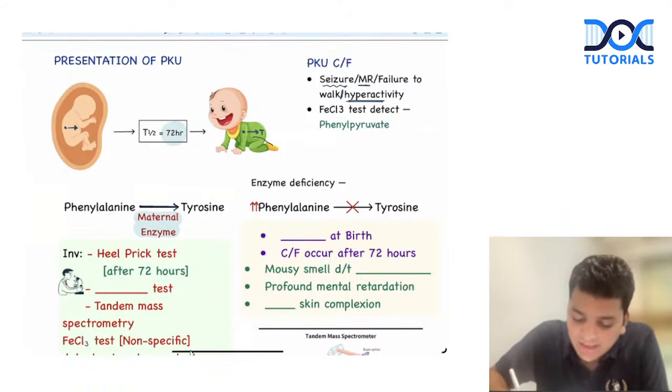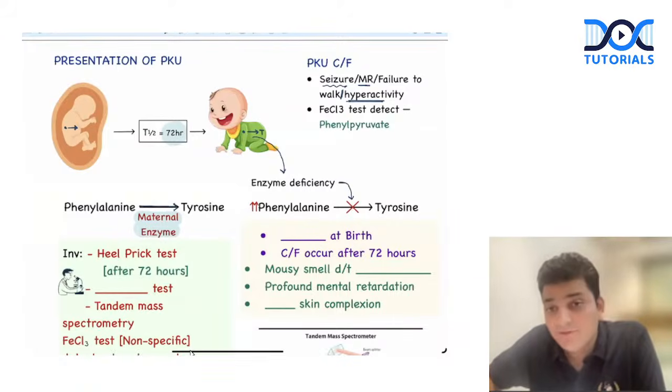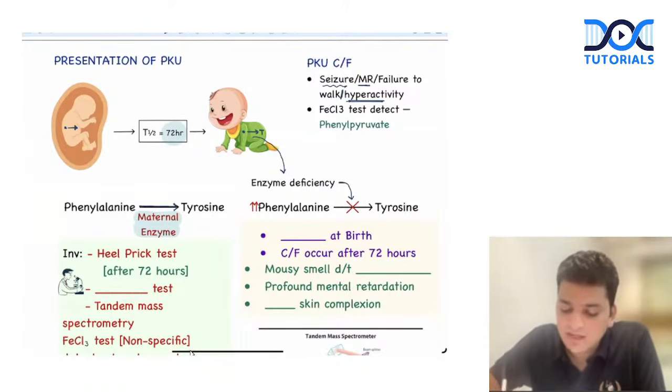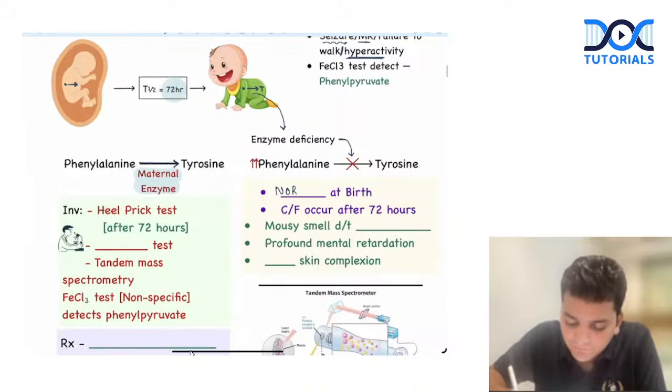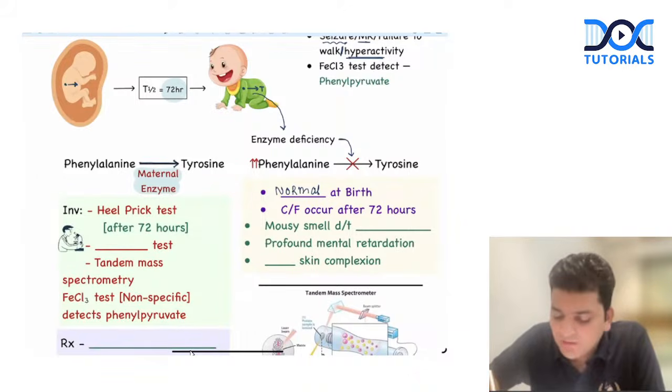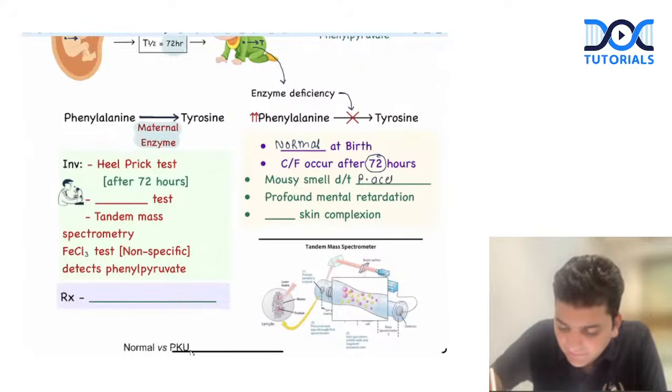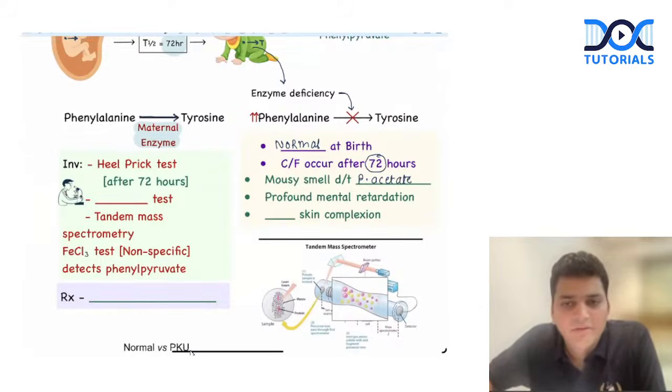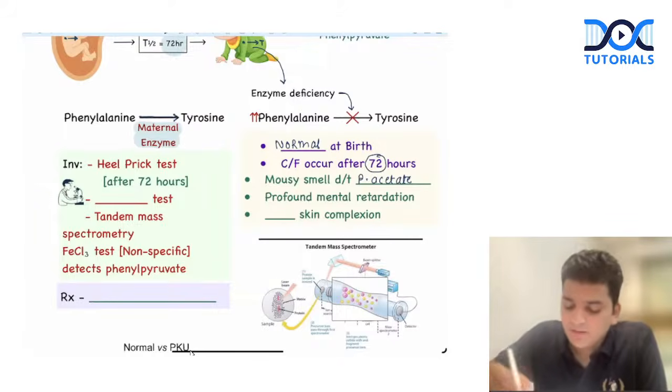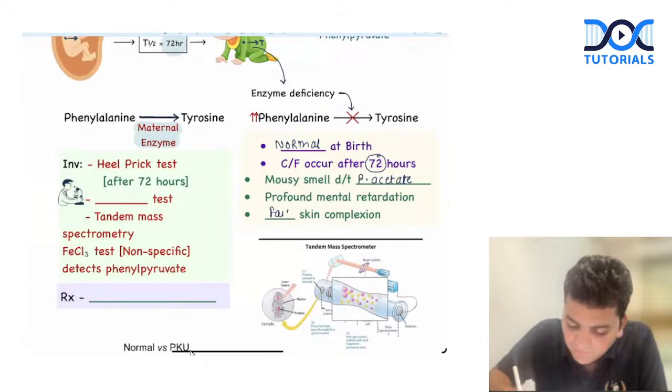But now the problem is the child has enzyme deficiency, and then this reaction will not be able to happen. And then the phenylalanine will start increasing and the symptoms will come. So they ask this question: will this child have symptoms on the first day of life? No, the symptoms will come after 72 hours. This child is absolutely normal at birth. No problem at birth. The clinical features will occur after 72 hours. And the mousy smell of this child is due to what? Phenylalanine, or phenyl acetate? It is phenyl acetate. There is profound mental retardation, and this child will have fair skin complexion because of less melanin.